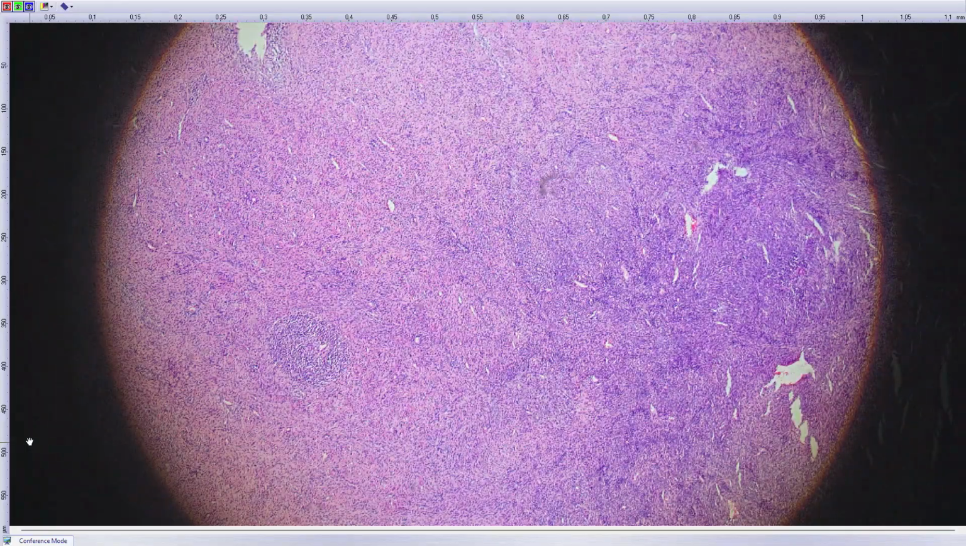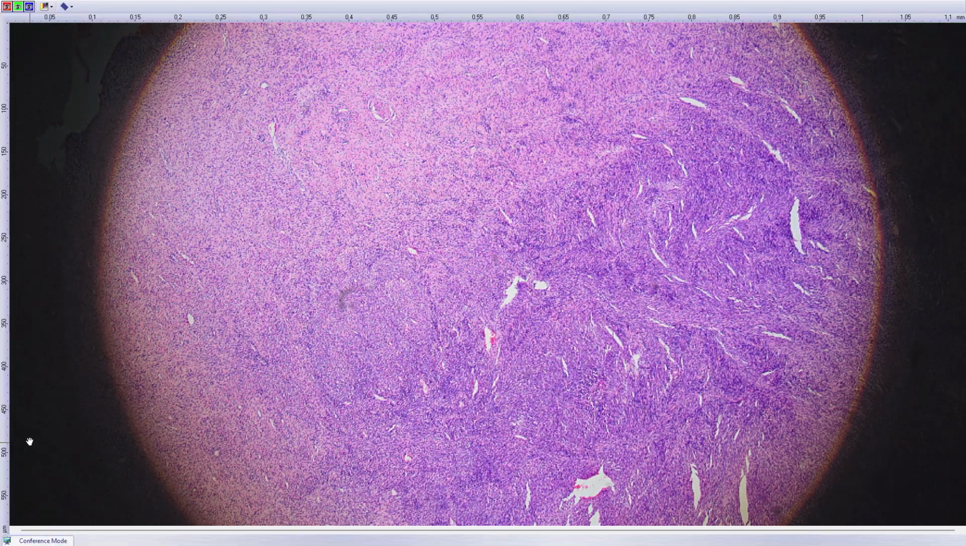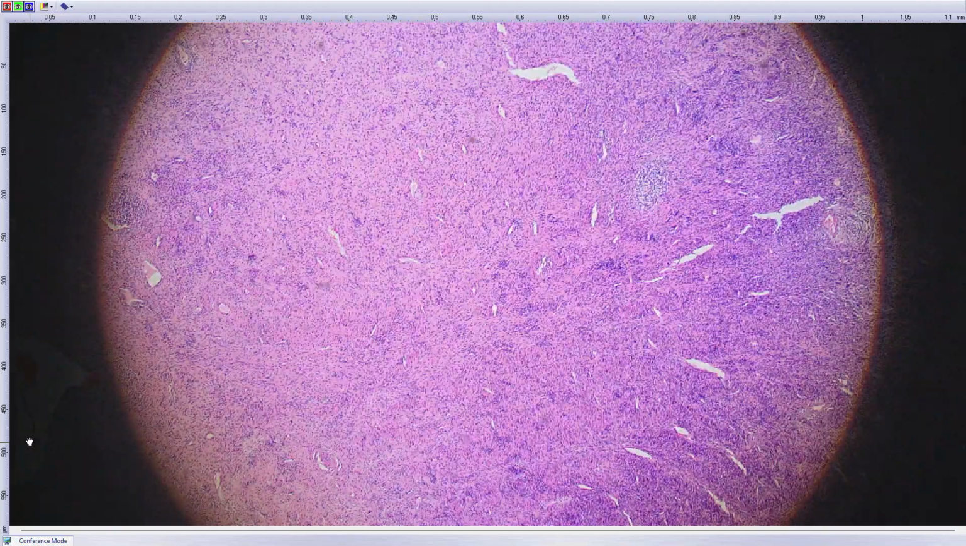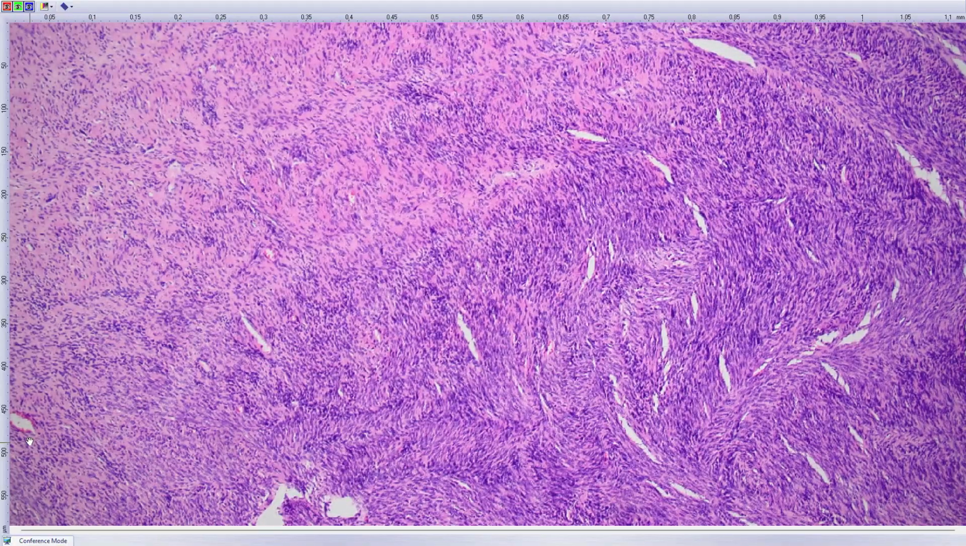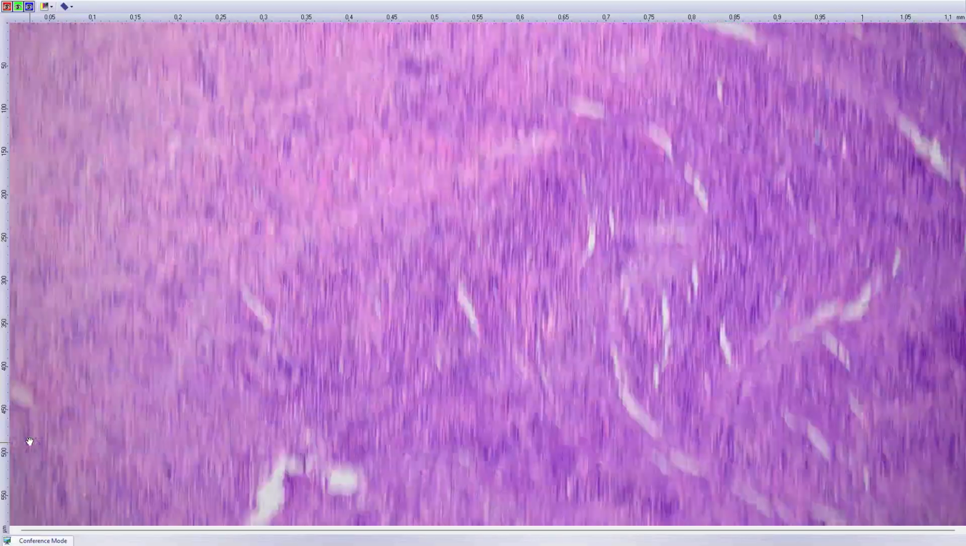And there was one important piece of information. The patient has neurofibromatosis type 1 syndrome diagnosed. So even before looking at the slide, there is some kind of differential diagnosis running in my head. Such a big tumor in an NF1 patient.